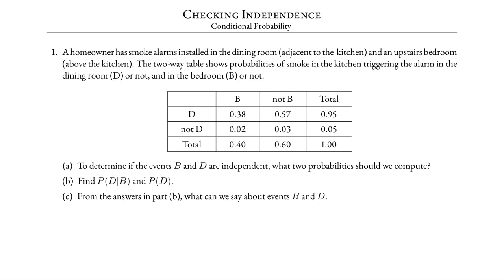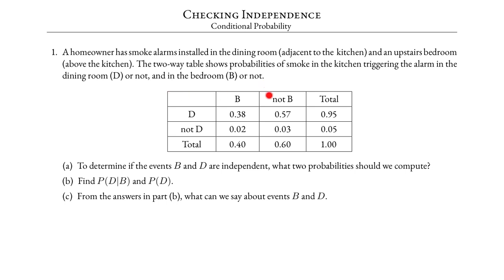Checking independence. A homeowner has smoke alarms installed in the dining room adjacent to the kitchen and an upstairs bedroom above the kitchen. The two-way table shows the probabilities of smoke in the kitchen triggering the alarm in the dining room D or not, and in the bedroom B or not.